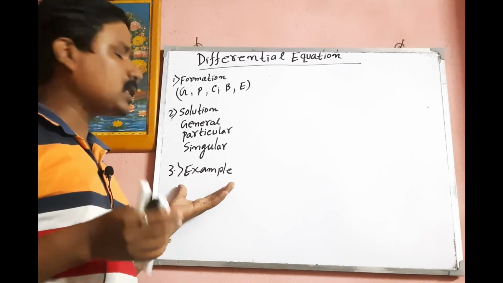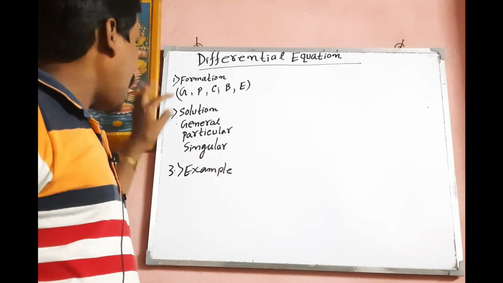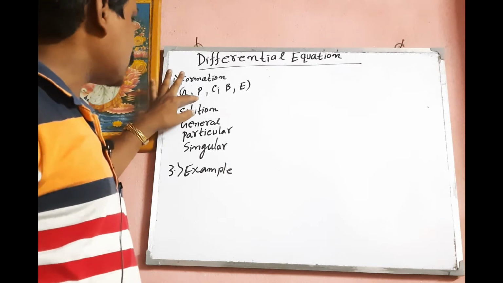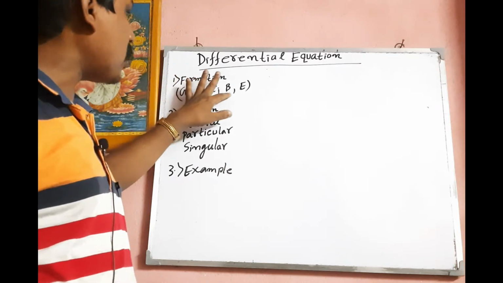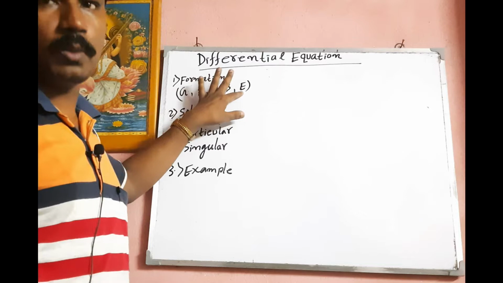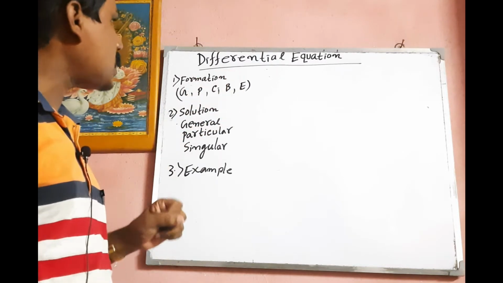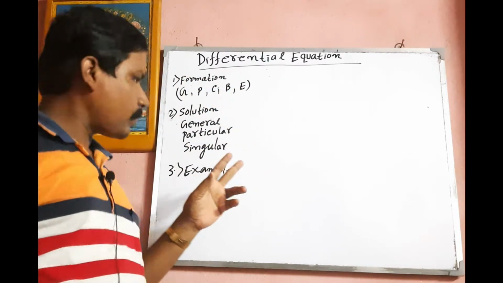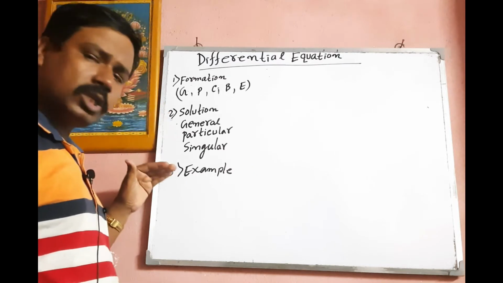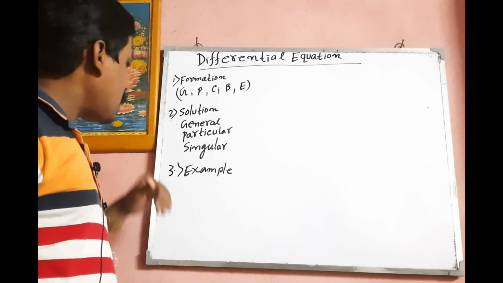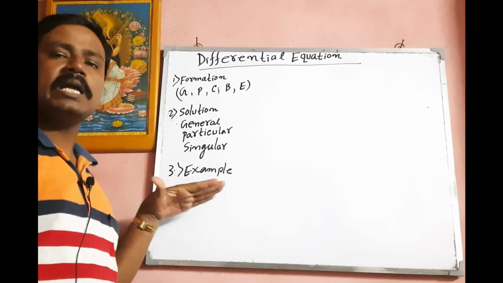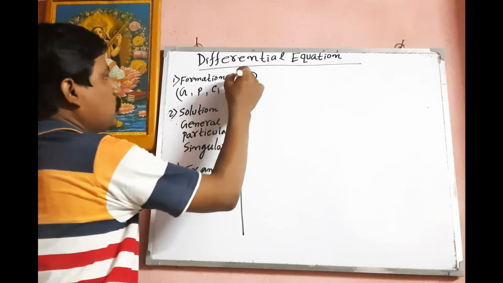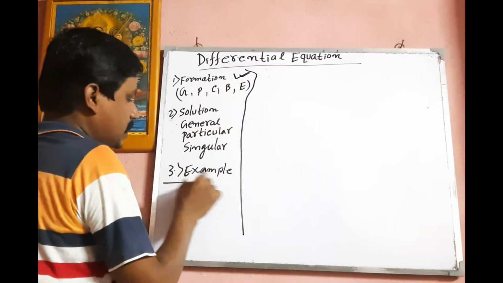And third we are discussing the examples: this is the geometrical, this is the physical, this is the chemical, this is the biological, and the economics or economicals. These are the types of formations for the differential equation. And for solutions, these three: general, particular and singular, and the example. Now at first we are discussing the formations.